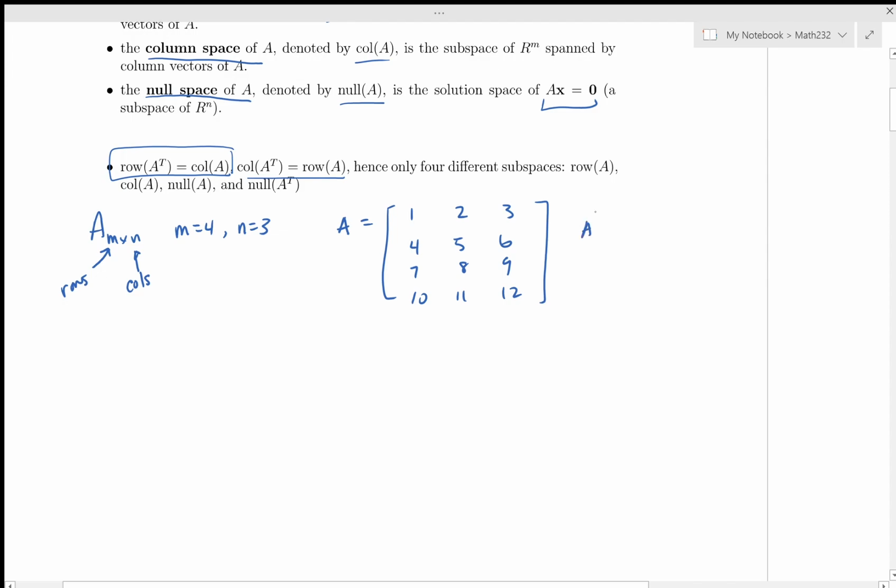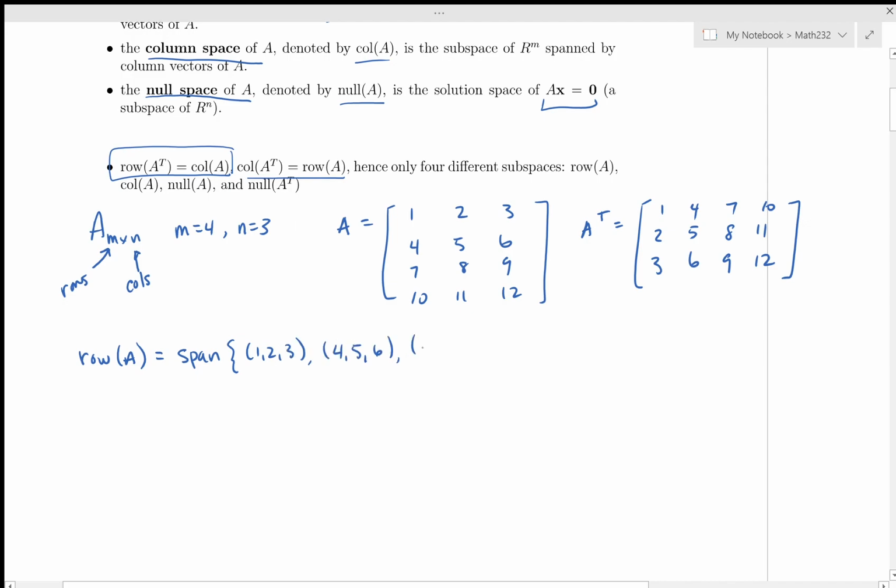Of course, I can write the transpose by interchanging the rows and the columns. So there is A and A transpose. The row space of A is the space spanned by the rows of A. What are the rows of A? 1, 2, 3; 4, 5, 6; 7, 8, 9; and 10, 11, 12. So that is the row space, the span of those 4 vectors.